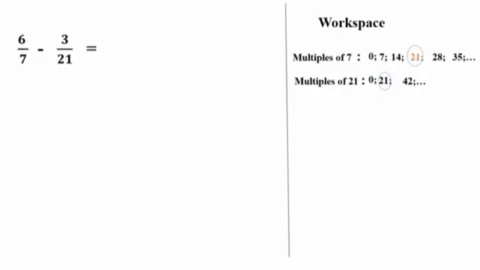So how to transform 7 into 21? We just multiply it by 3. But we cannot multiply only the denominator by 3. We have to multiply both parts of the fraction, the numerator and the denominator, by the same number to not change the fraction. So we multiply 6 and 7 by 3. And how to transform 21 into 21? We multiply it by 1. So we multiply above and below the fraction by 1, and we get 18 over 21 minus 3 over 21.